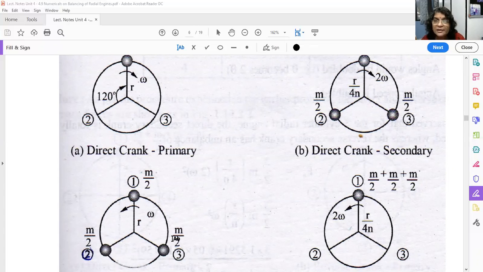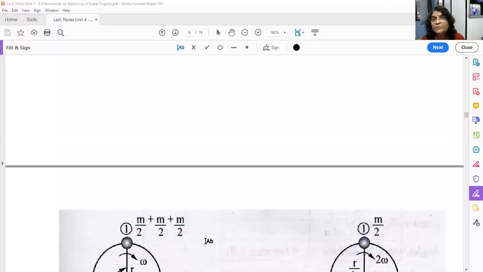Then cylinder number 3 is here. You have to rotate this m by 2 in the opposite direction by 240 degrees, minus 240 degrees. That means in this direction, and it will come here. So all three masses are again making a 120 degree angle because of this rotation, in the reverse crank diagram.